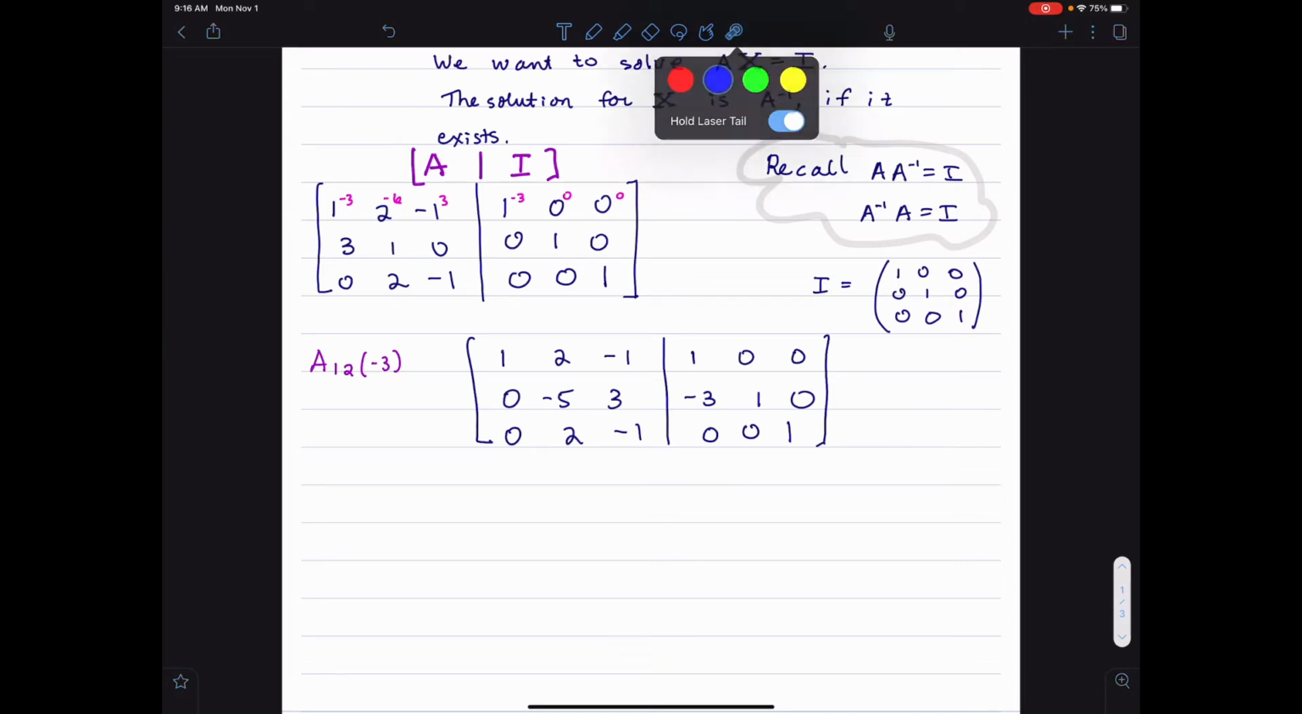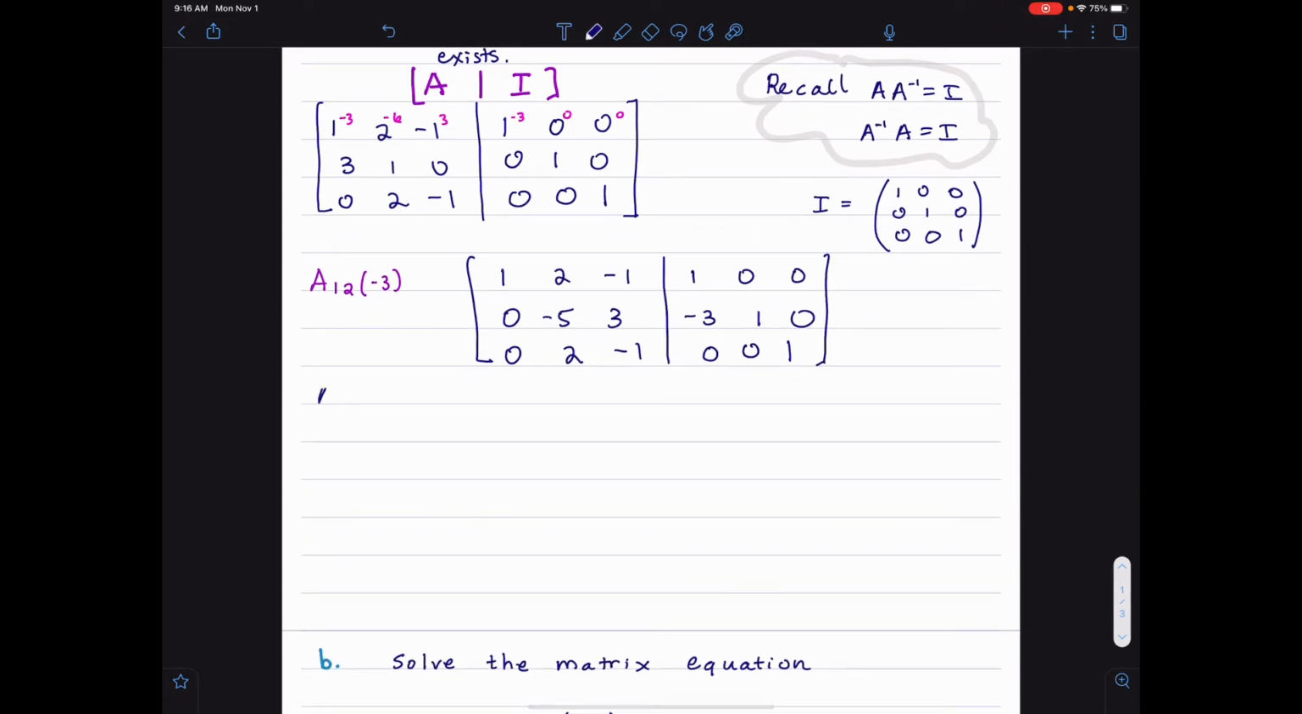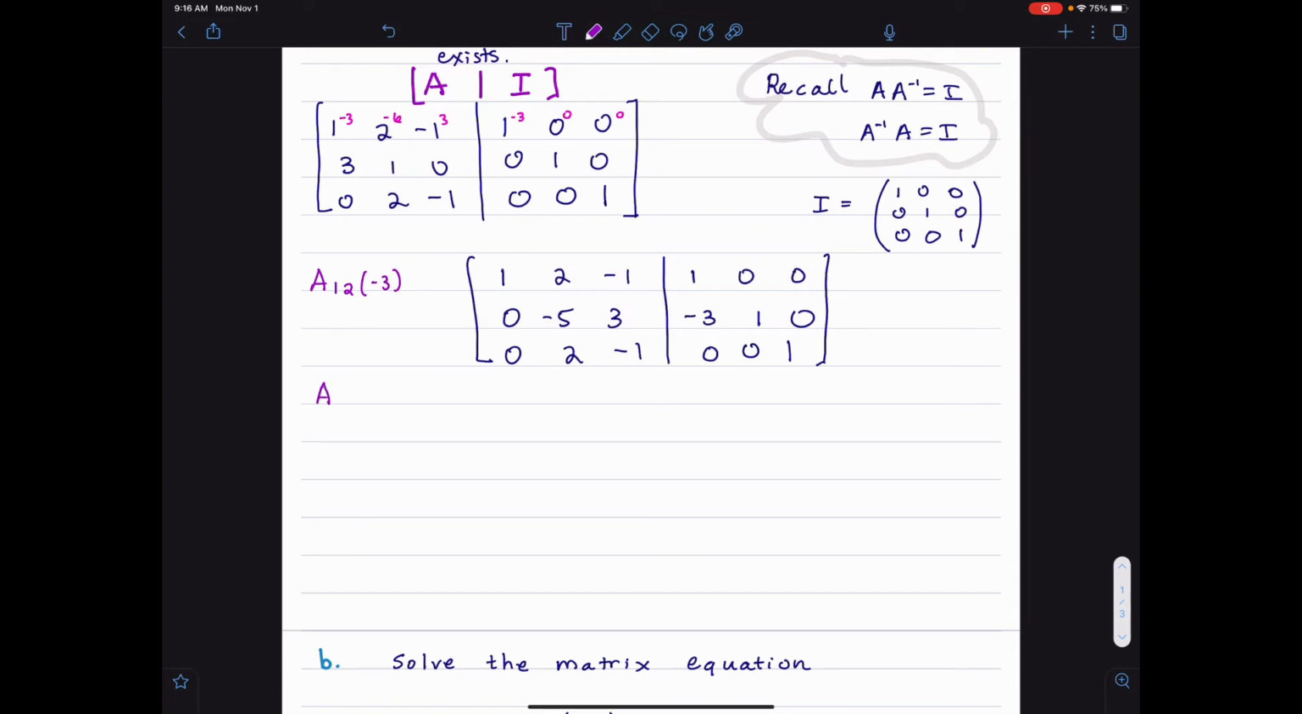What I don't want to do is add any multiples of row 1 to the other rows, because that's going to ruin my first column. It's all nicely done. But I'm going to add, back to the purple color here, row 3 to row 2, but first multiplying by 3. So you see why I'm going to do that? I'm going to take this third row, multiply by 3 and add to the second row. So what I'm going to add is 6, -3, 0, 0, 3.